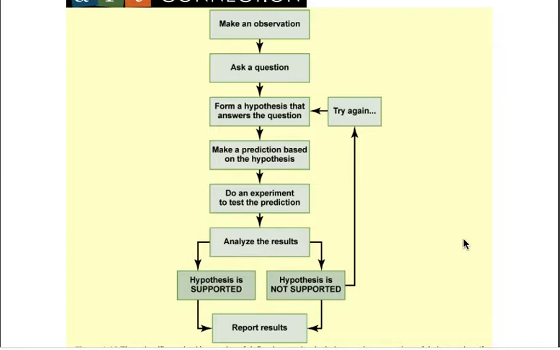So, when we're testing, we usually test something because first we made an observation. So, an observation is just something you notice. So, for example, if a scientist noticed that every time she opens the back door, the birds in her backyard stop singing. Well, that's an observation that she would be making.